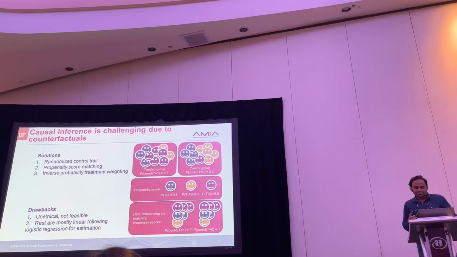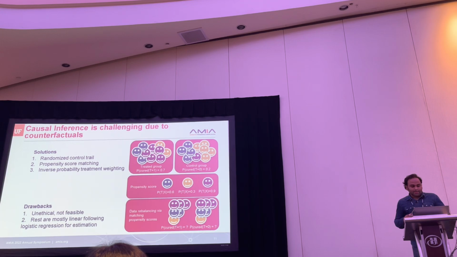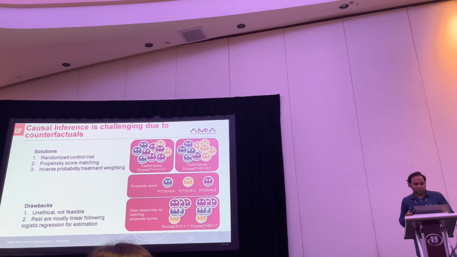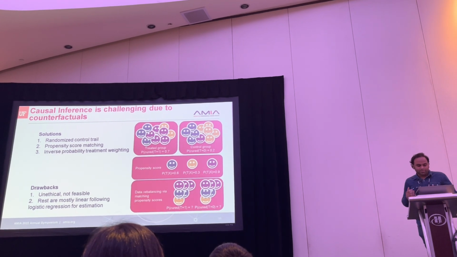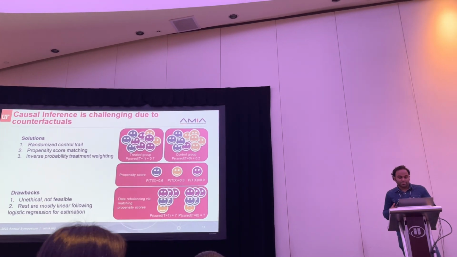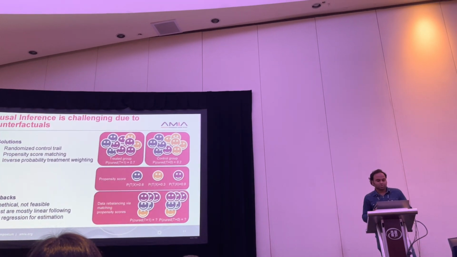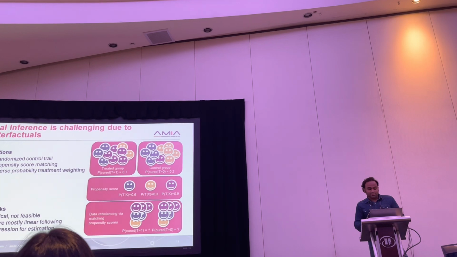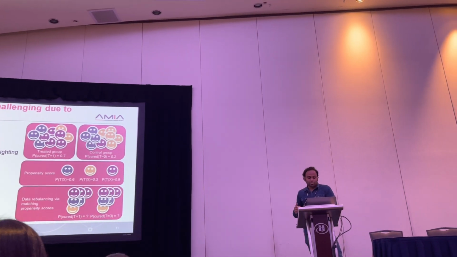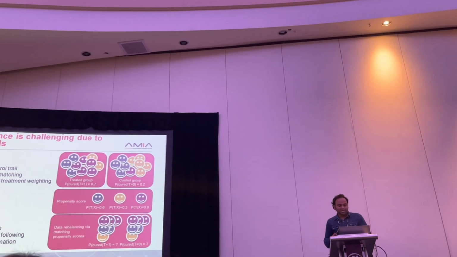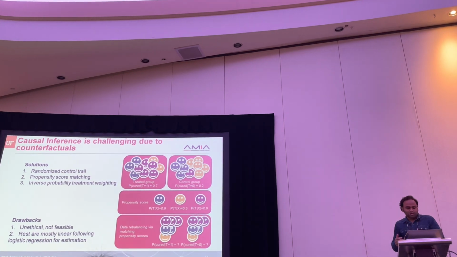Causal inference is predominantly challenging because of the existence of counterfactuals. We have some solutions which can eliminate this: randomized controlled trials, propensity score matching, or inverse probability treatment weighting. But they have their own sets of drawbacks. For example, randomized controlled trials are unethical and sometimes not feasible. Whereas propensity score matching and inverse probability treatment weighting are mostly linear, following logistic regression for the downstream estimation task.